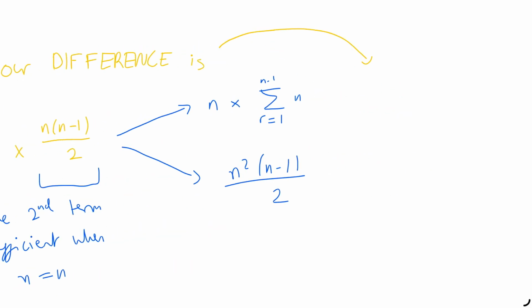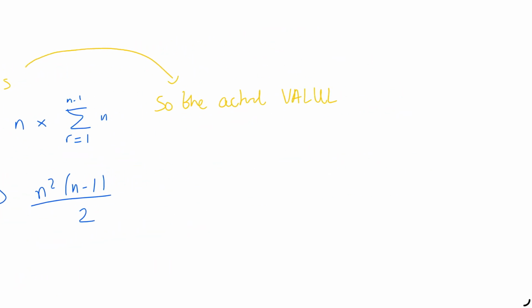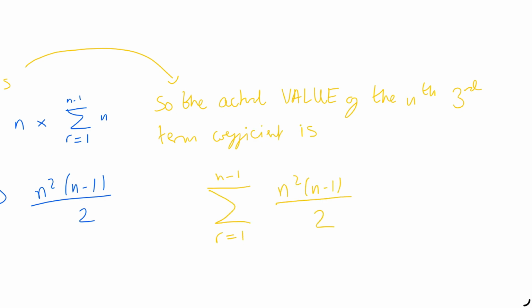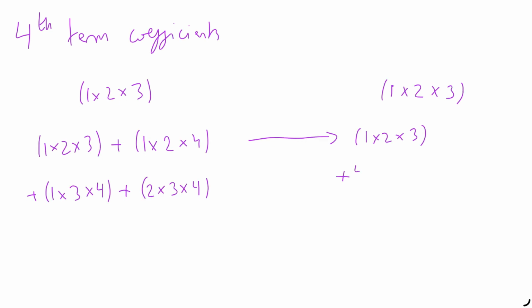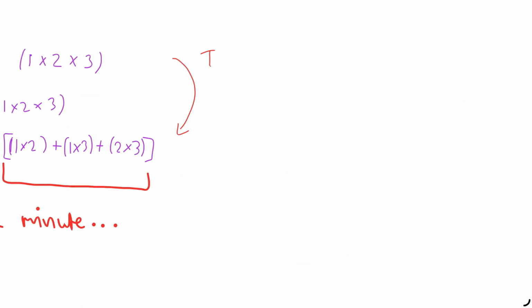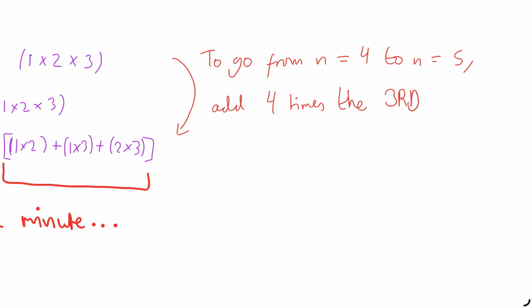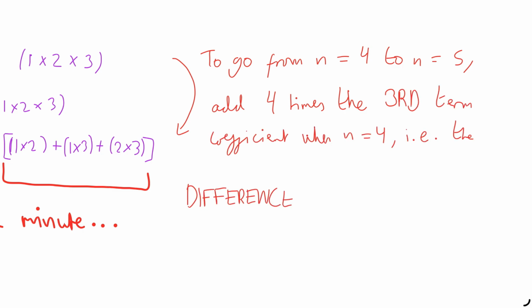And this second way lets us find the formula for the nth third term coefficient. It will just be the sum from 1 to n minus 1 of n squared times (n minus 1) over 2. Now if we repeat this process for the two fourth term coefficients we wrote, we get this, which again we can rewrite differently like this. And as you can see, to get from n equals 4 to n equals 5, we add 4 times the third coefficient when n equals 4. And so our difference this time will be n times the sum from 1 to n minus 1 of n squared times (n minus 1) over 2.